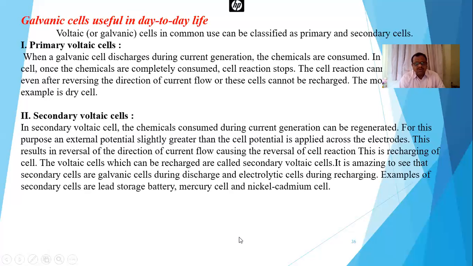The second very important cell that we use in our day-to-day life is called a secondary voltaic cell. In this, the chemicals are consumed during current generation, and these consumed chemicals can be regenerated. For this purpose, an external potential slightly greater than the cell potential is applied across the electrodes. This results in reversal of the direction of flow of current, causing reversal of the cell reaction. It means that cell reactions can be reversed.